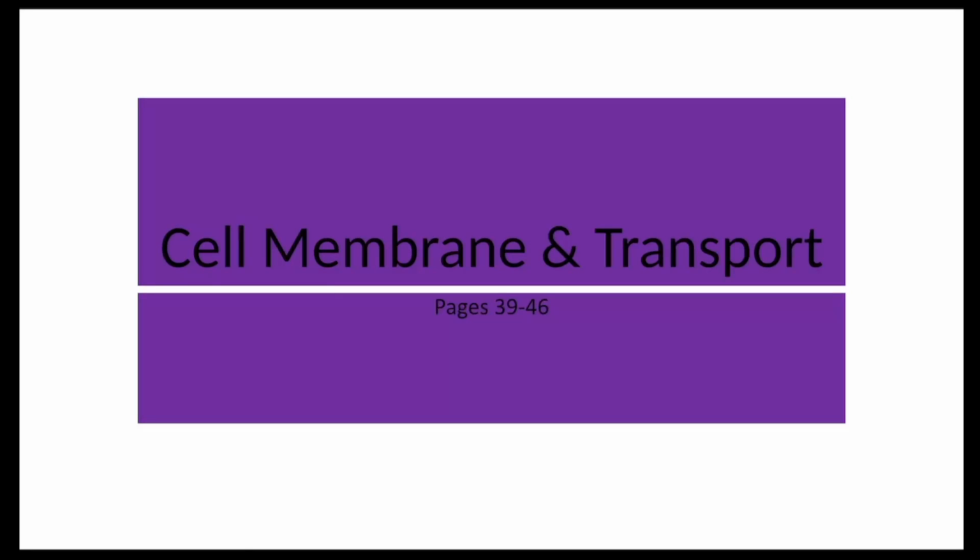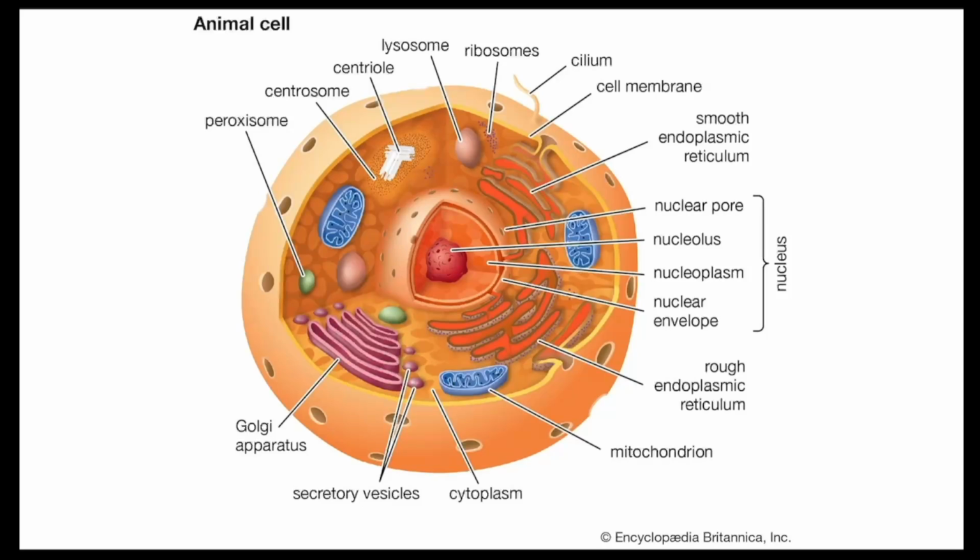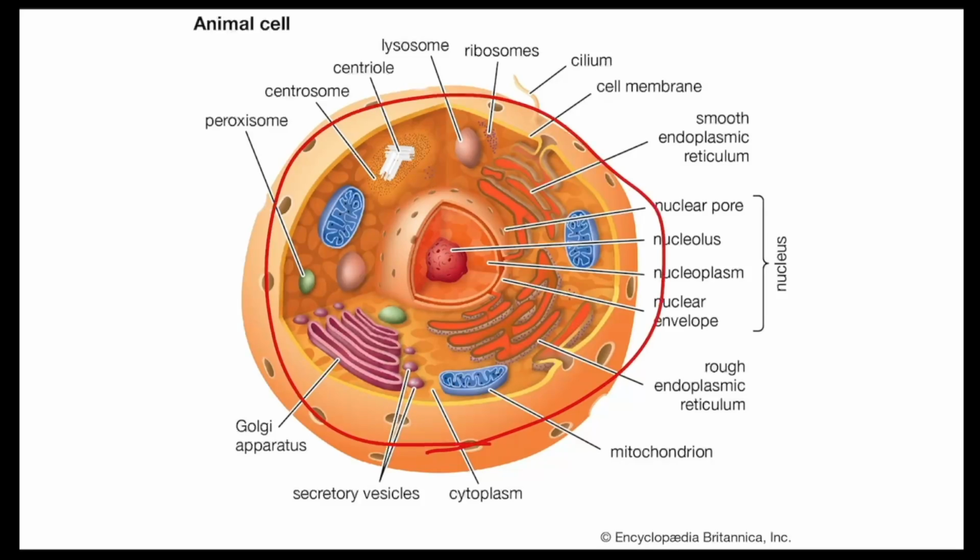Good morning, biology. Today we're going to be talking about the cell membrane and transport. Now, the basic, general purpose of the cell membrane is to separate the inside of the cell from the outside of the cell. And again, cells exist in three-dimensional space, so they're going to be more like a sphere than just a circle.